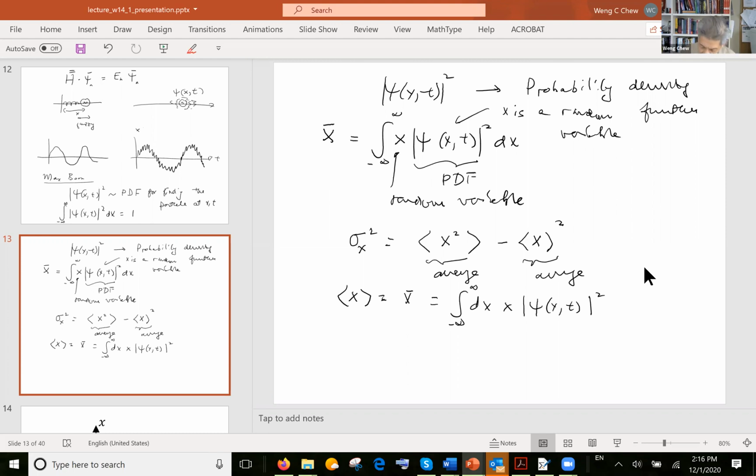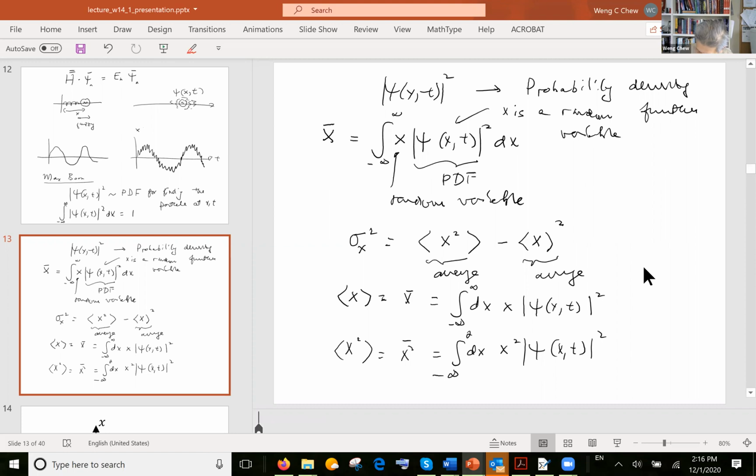Okay, and then of course you can also find the second moment, which will be given by this thing over here. And from this, you can calculate the variance. So because of this formula, you can find the expectation value. This is called the expectation value, or just simply average, using this wave function.